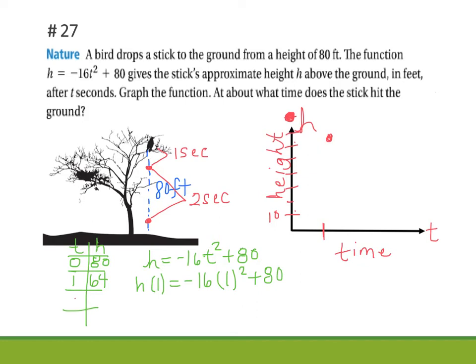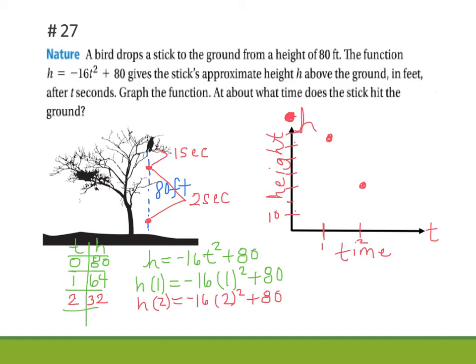Now let's figure out where is the stick after 2 seconds? So again, I'm going to evaluate this for a t equals 2 value. So negative 16 times 2 squared plus 80. Well, 2 squared is 4. Negative 16 times 4 is negative 64, and negative 64 plus 80 is 16. So that would be at 16 feet. So notice that at 2 seconds, so this is 1, now this is 2, I'm going to be at 16 feet, which is about right here. So notice that it dropped more. The stick dropped more from 1 to 2 seconds than it did from 0 to 1 second.